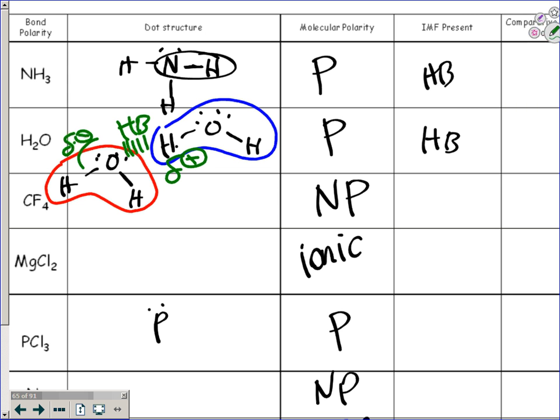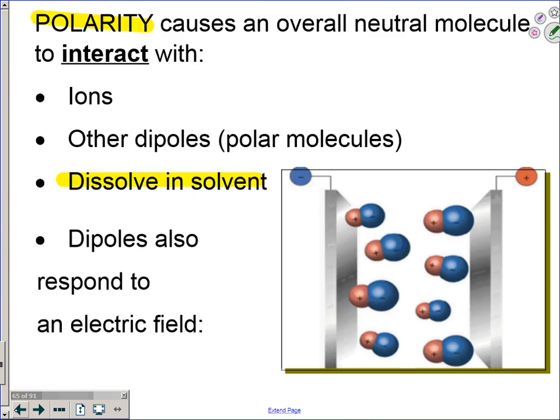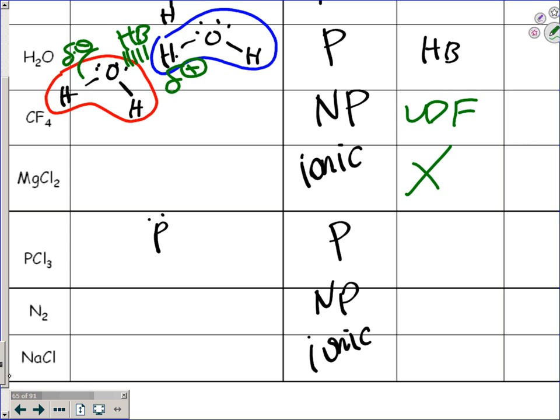Next one, this one right here is nonpolar. What kind of IMF? London dispersion force. This one's ionic, so do we write an IMF? No. Okay, but we'll use that for later. PCl3, polar. Which way do I go? Okay, so dipole, because it's not going to be H bonded to anything, because there are no H's in there. Next, London dispersion, and ionic, so nothing there, okay?